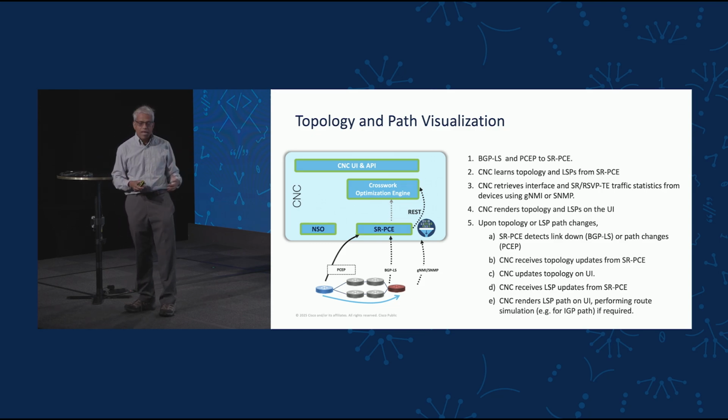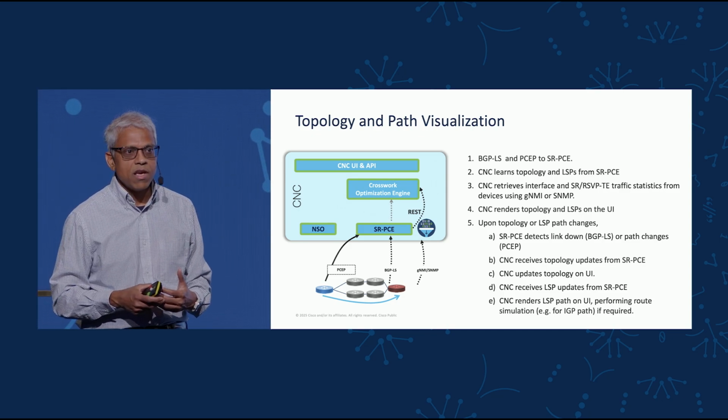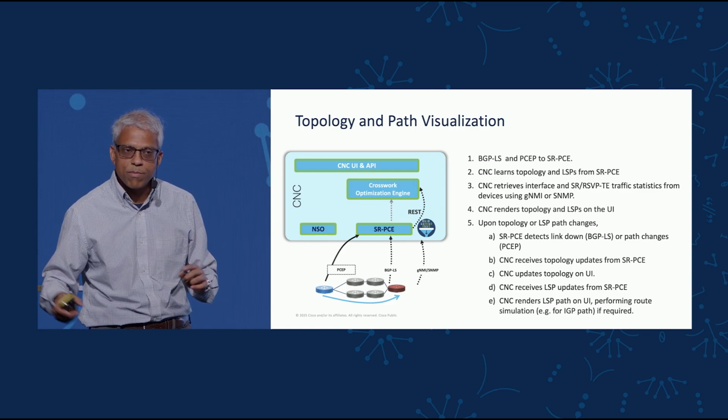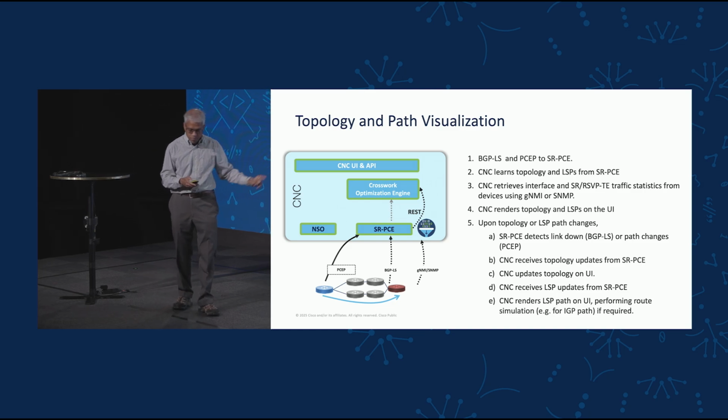Now the controller, once it has all the data, including the TE extensions, traffic engineering extensions to OSPF and ISIS, we can, meaning the CNC, can actually go ahead and use that to calculate paths and to also visualize it. So that's a key thing that we are doing there.